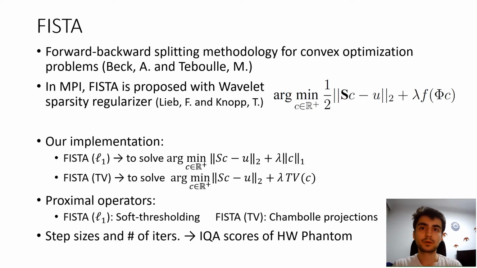FISTA is a type of iterative shrinkage thresholding algorithm based on the general forward-backward splitting methodology to solve convex optimization problems. In MPI studies, the FISTA method enforcing sparsity in the wavelet domain was proposed before, and in our implementation we used 2 versions of FISTA. We used a one-norm minimization prior or a total variation minimization prior. For proximal operators, we use soft thresholding for FISTA L1 and Chambolle projections for FISTA total variation.